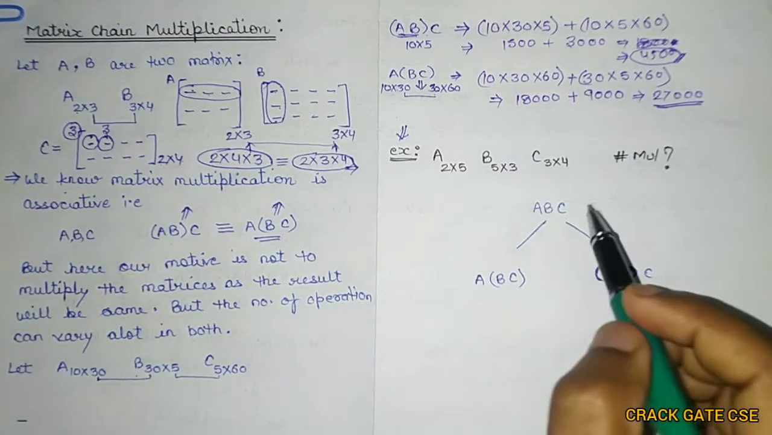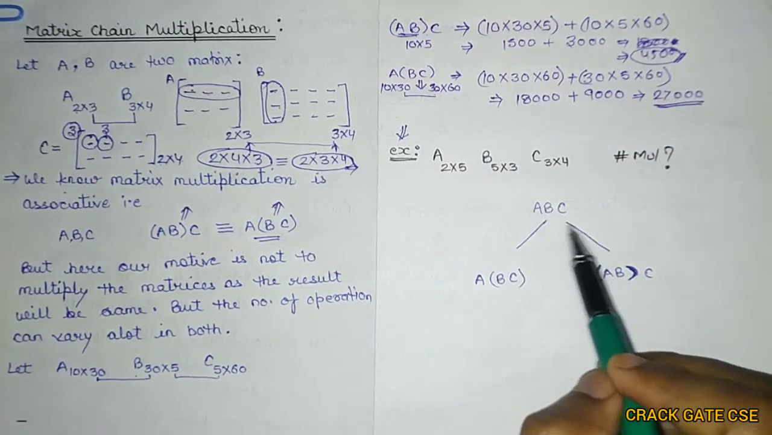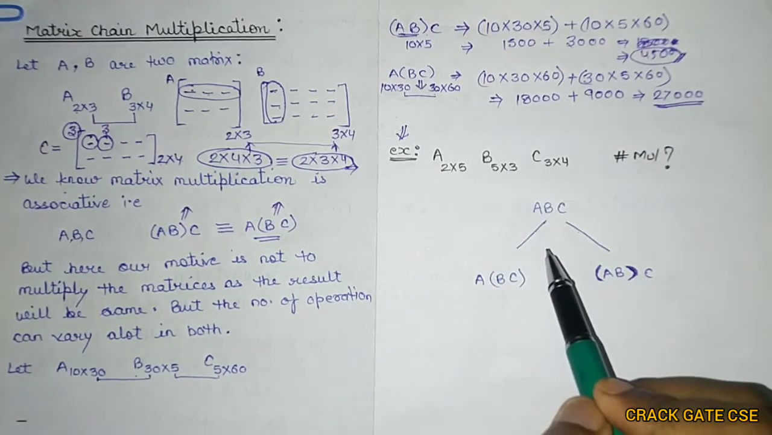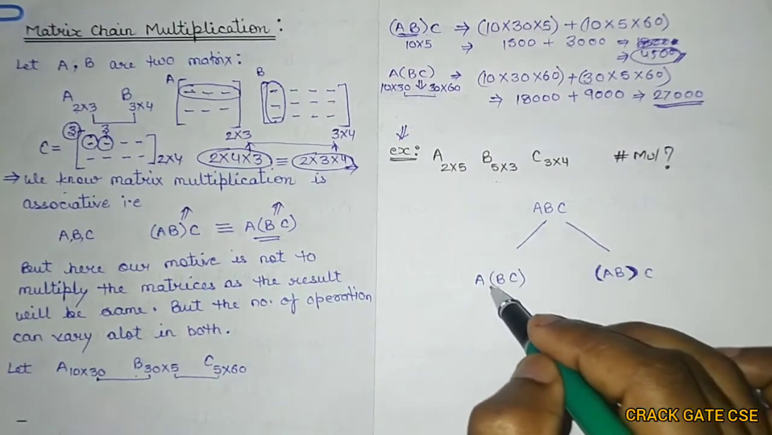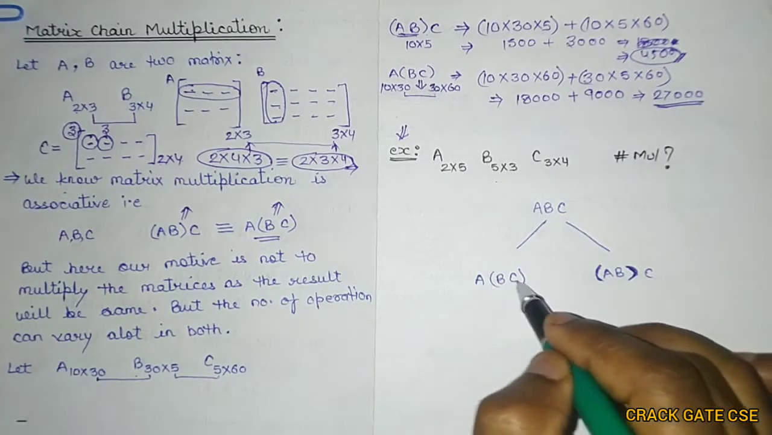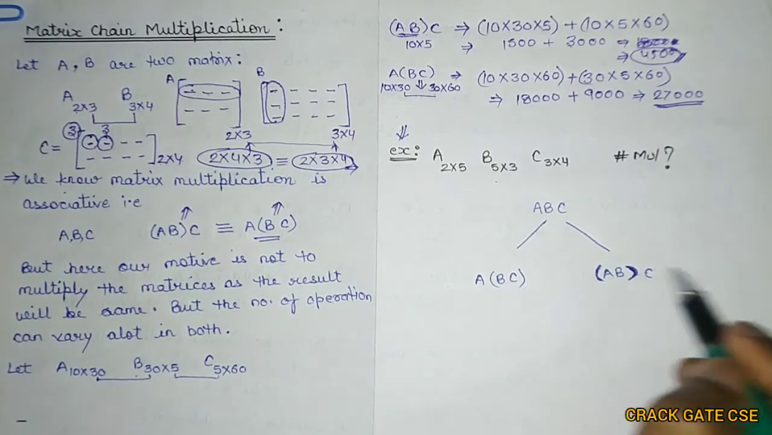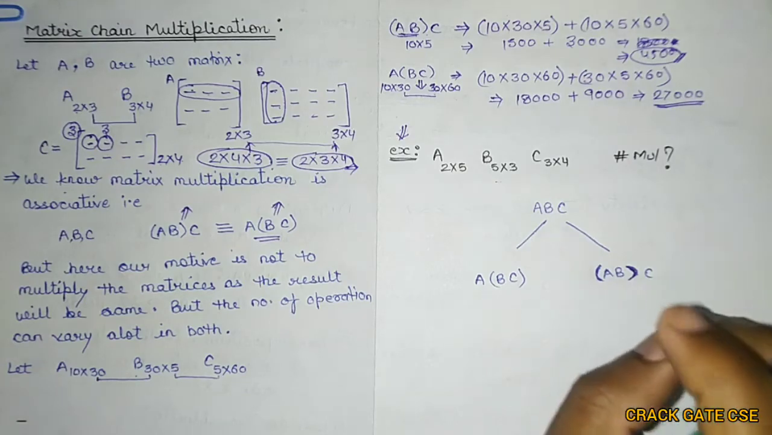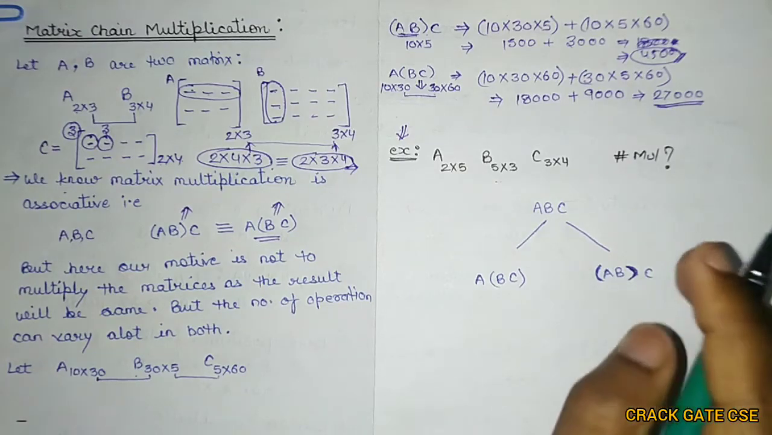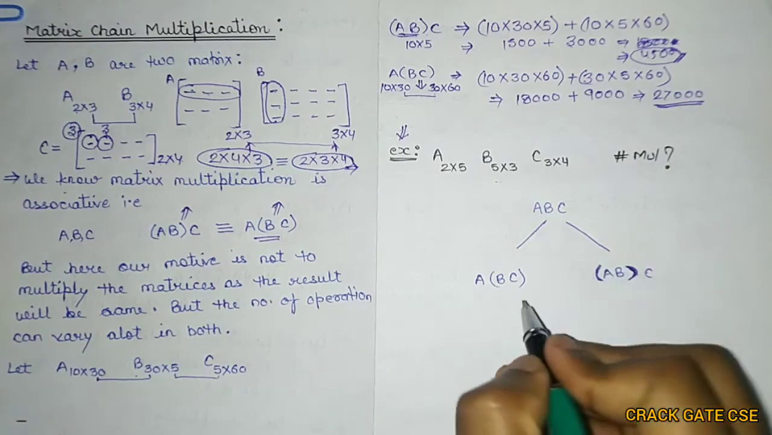So I have to multiply A, B, C, right? There are 3 matrices given with the dimensions. So what are the 2 different approaches? Either I apply A with BC or I apply AB with C. Both will give you the same output. Now the question is, how many minimum multiplications are required?